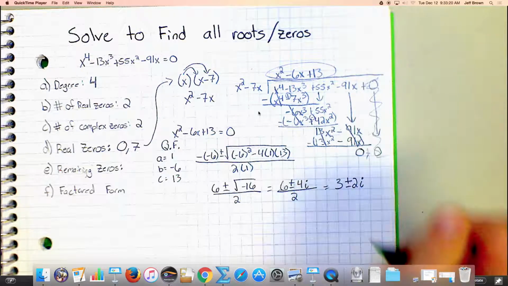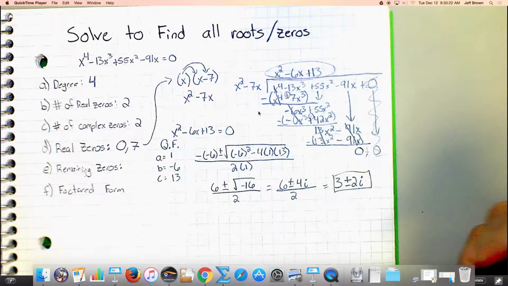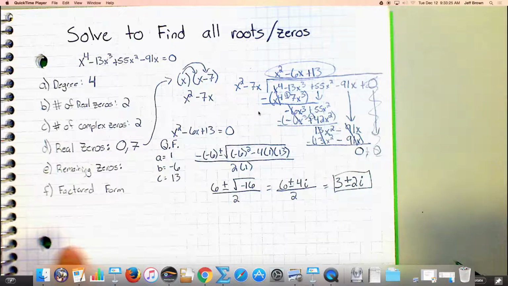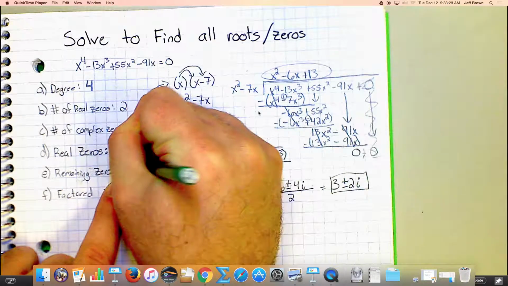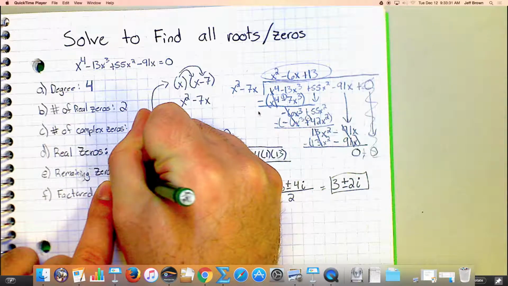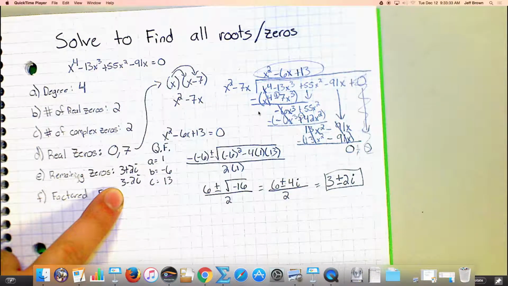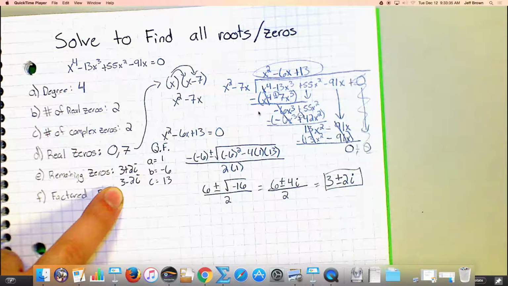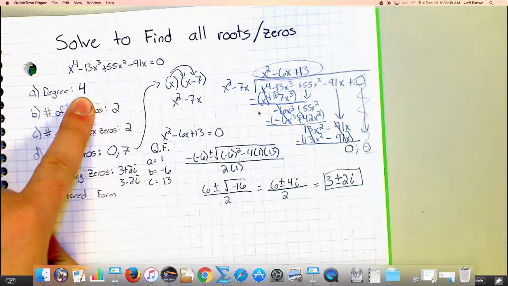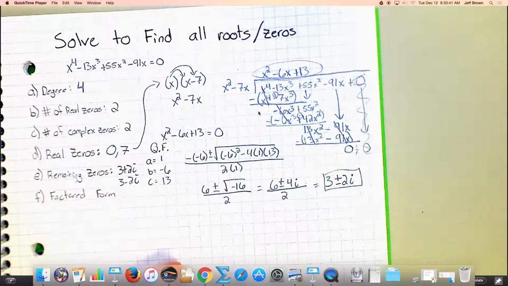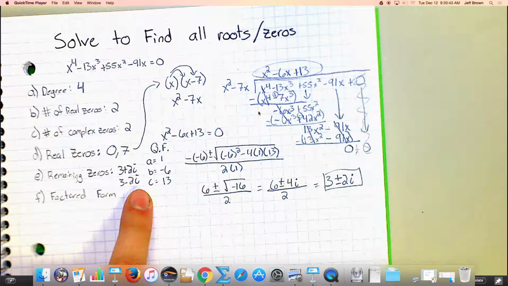So we are now finally at our answers. And I have 2 more here, one with the positive, one with the negative. So these are my remaining zeros. This is going to be 3 plus 2i and 3 minus 2i. So I fit those right in the middle there next to a, b, and c. Which means I now have all 4 of my zeros, which I know I needed 4 from the degree. So I have 0, I have 7, I have 3 plus 2i, and I have 3 minus 2i.